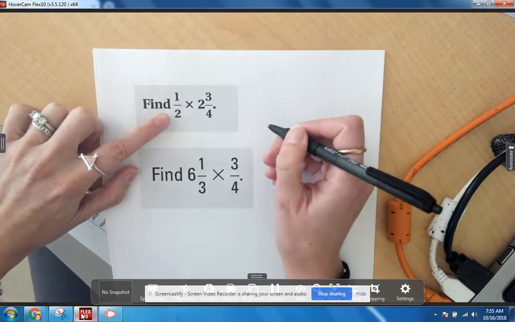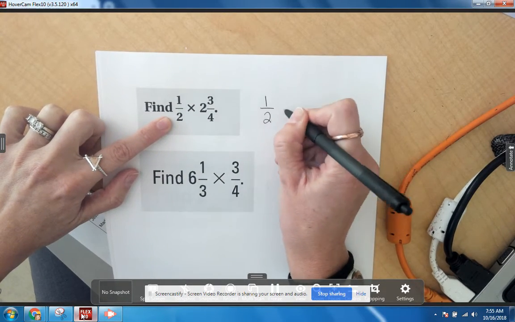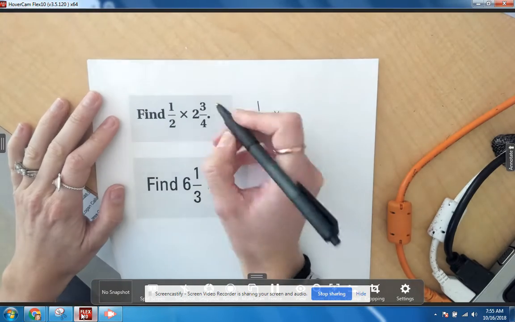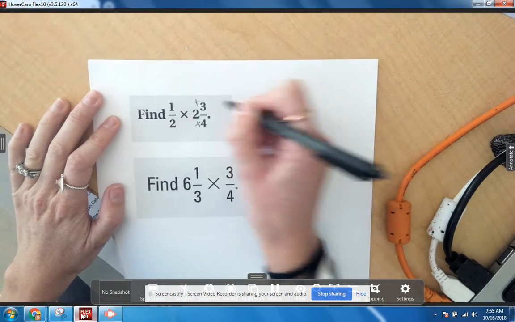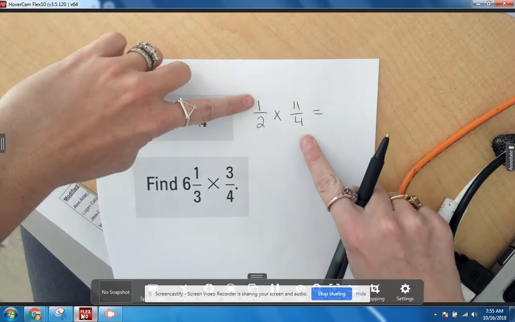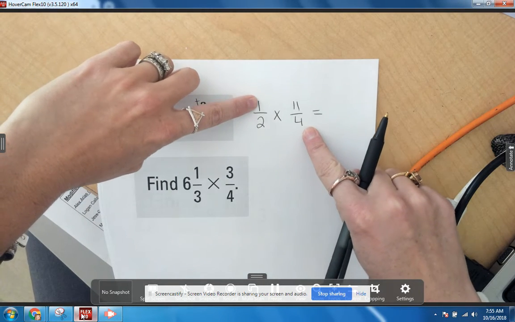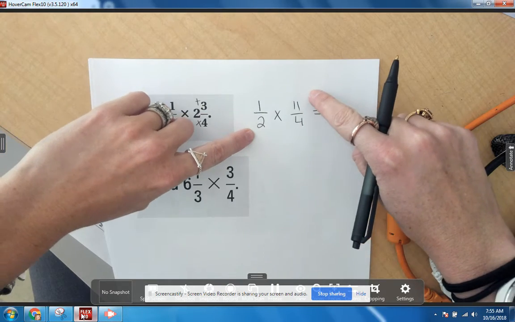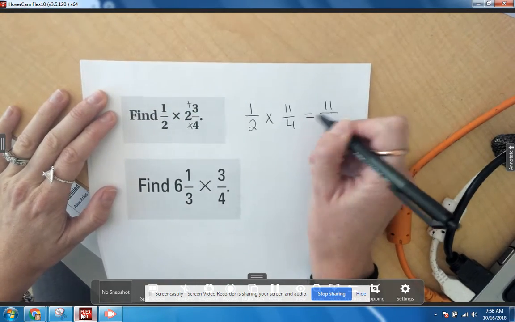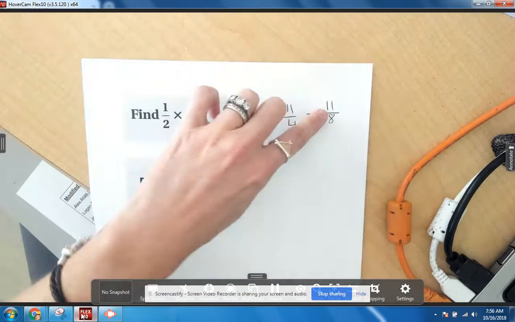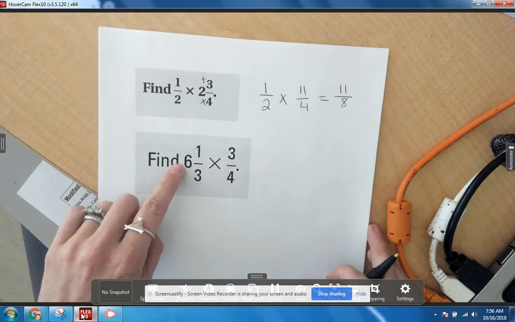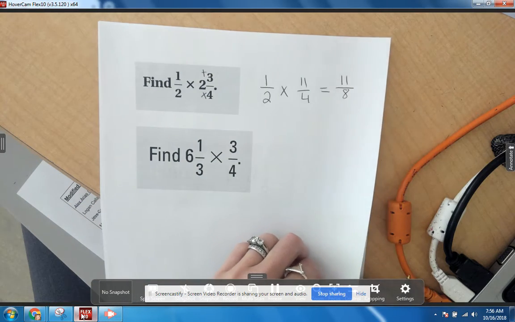Okay, so let's try some examples. I'm going to do this one for you, so just watch. 1/2 is a regular proper fraction. 2 3/4 is mixed. I have to make it improper. 2 times 4 is 8, plus 3 is 11, so I have 11/4. I want to see if I can cross cancel. There's nothing I could divide 1 and 4 by besides 1, and there's nothing I could divide 2 and 11 by besides 1, so I multiply right across. 1 times 11 is 11, 2 times 4 is 8. You can leave it improper. So you're going to pause and try this one. Make this improper, see if you can cross cancel, multiply across.